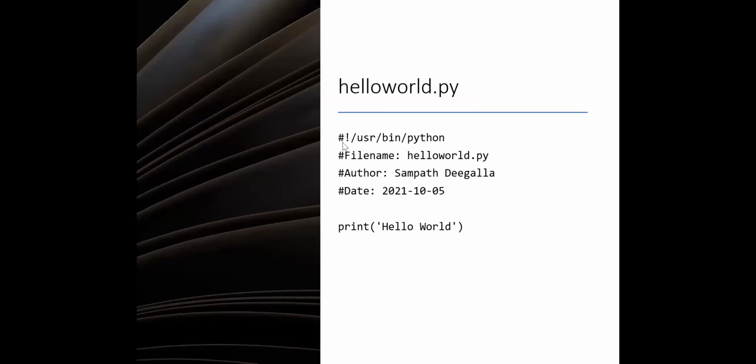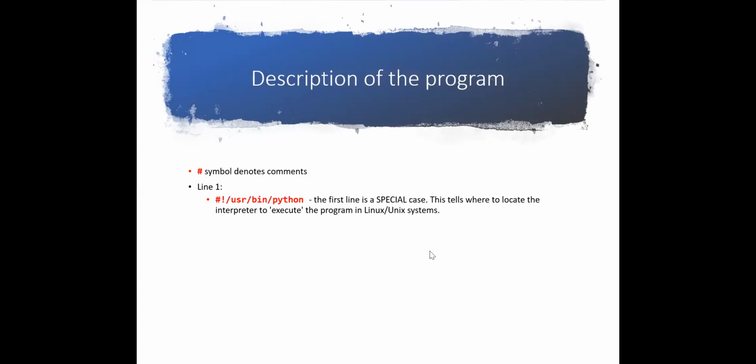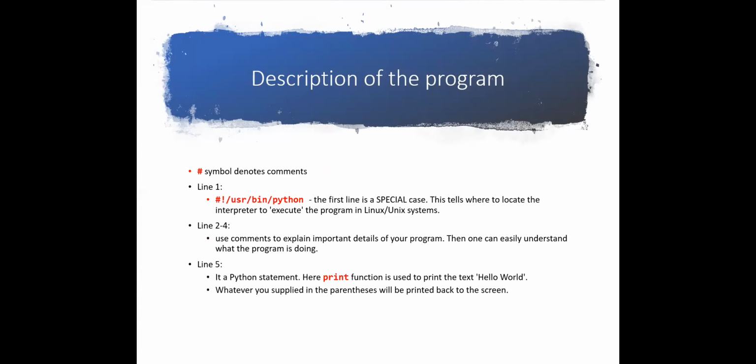By the way, these are comments, which means Python just ignores these lines. The lines start with hash. And you can have things like the file name, who has written it, and the date you have written it, and so on, which might be important for further development of the code. And then I also have given you the explanation. The first line, I told you, is a special case where you can run in Linux and Unix systems. And lines 2 to 5 are comments. And finally, the fifth one is the only Python statement. We have a print function.